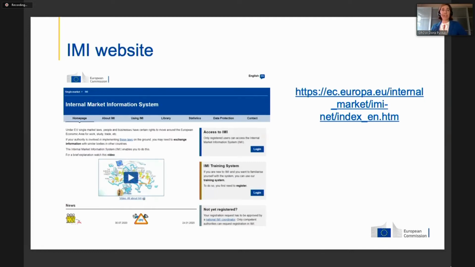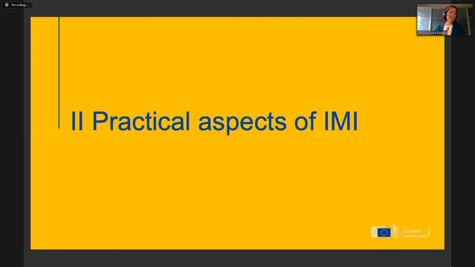So now Katre has introduced you with the very general aspects and context of IMI. We go now a bit into a narrower field, and these are the practical aspects of IMI. You can see the starting slide on the next slide, please.